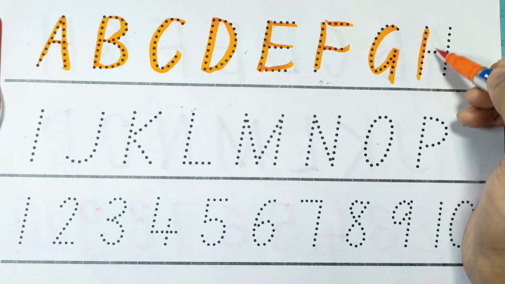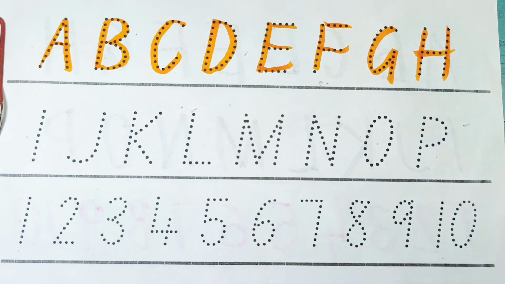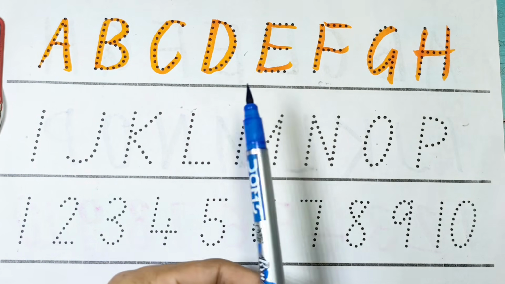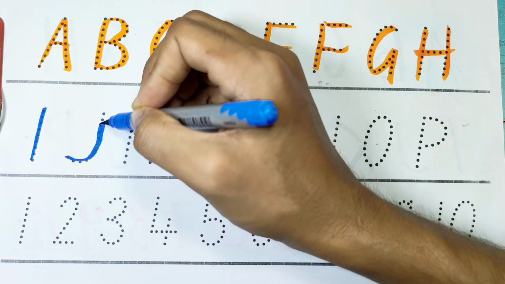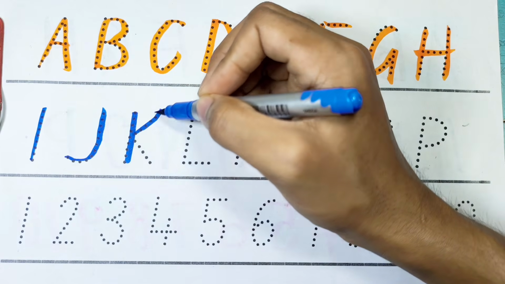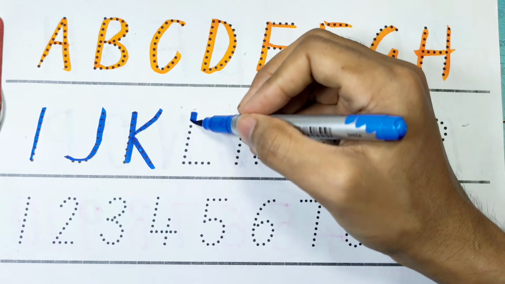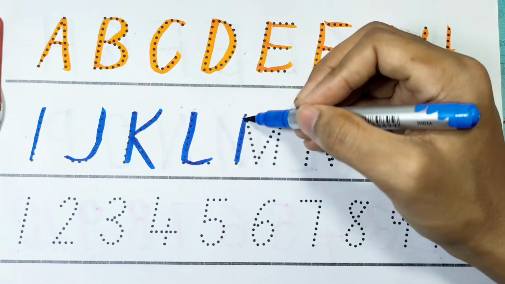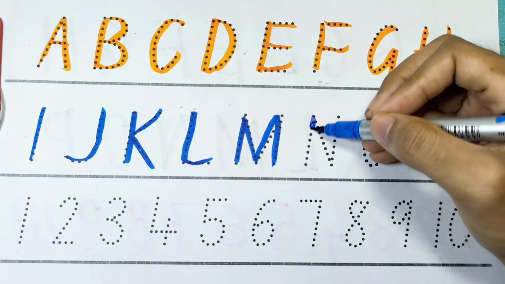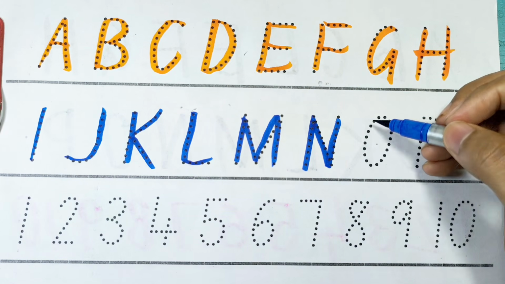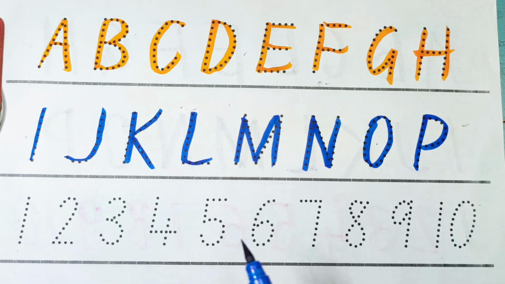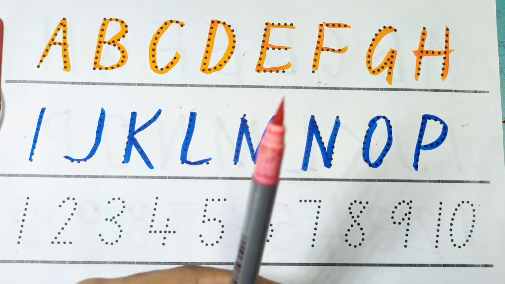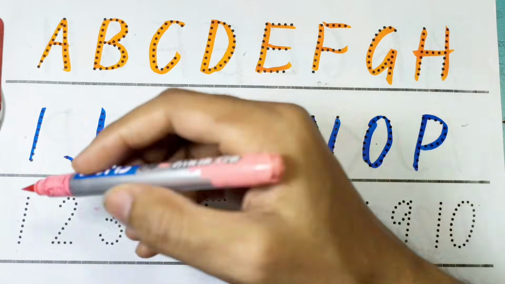The next one is H. H for hand. Now we're using the color blue. I. The next one is J. K. The next one is L. L for lemon. M for moon. N for nose, N for nest. Kids, the next one is O. P. P for penguin.